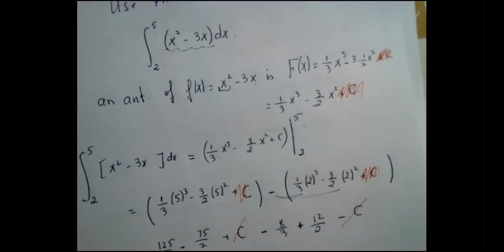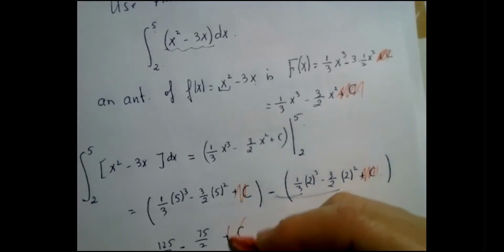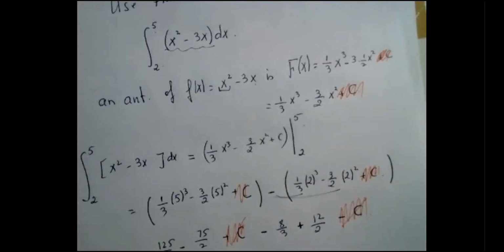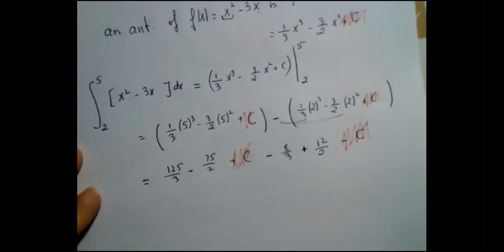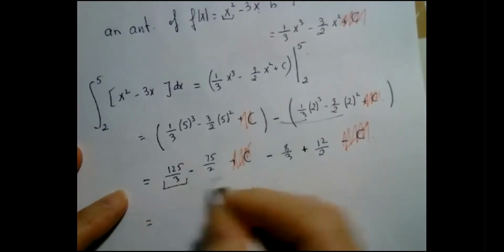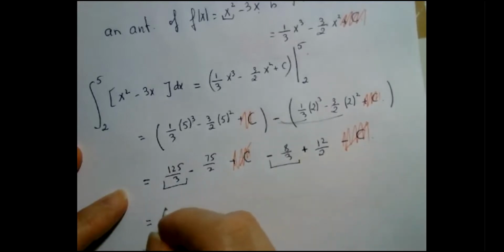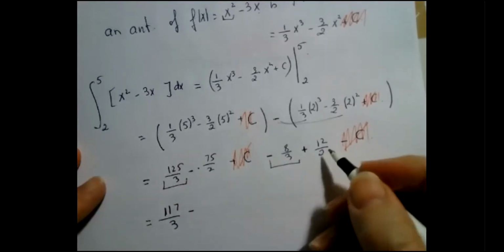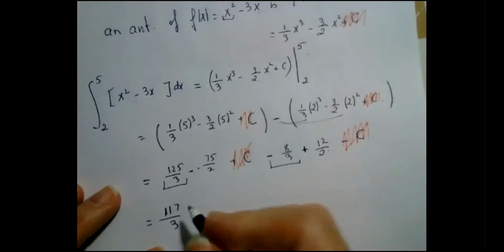If we keep it, it's all right, it will cancel out at the end. So let's make our life easier and not worry about it. From now on, I will drop the c whenever I'm dealing with a definite integral. Now the rest is I need to compute the sum the best possible way. 125 over 3 minus 8, that should give me, I think, 117 over 3. Minus 75 plus 12, so it's going to give me 63 over 2.